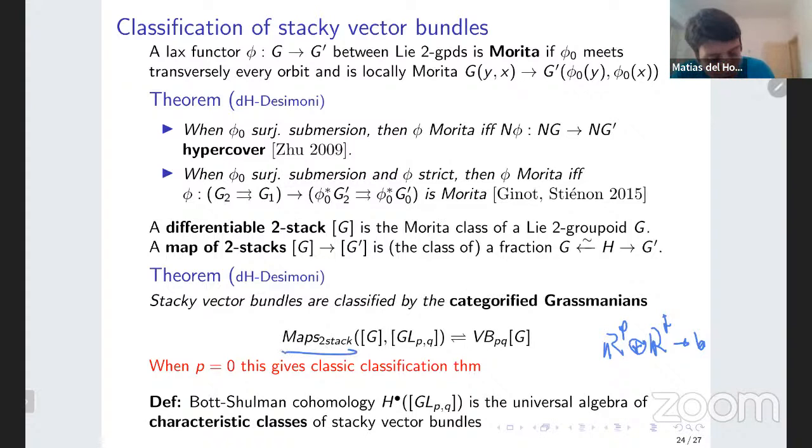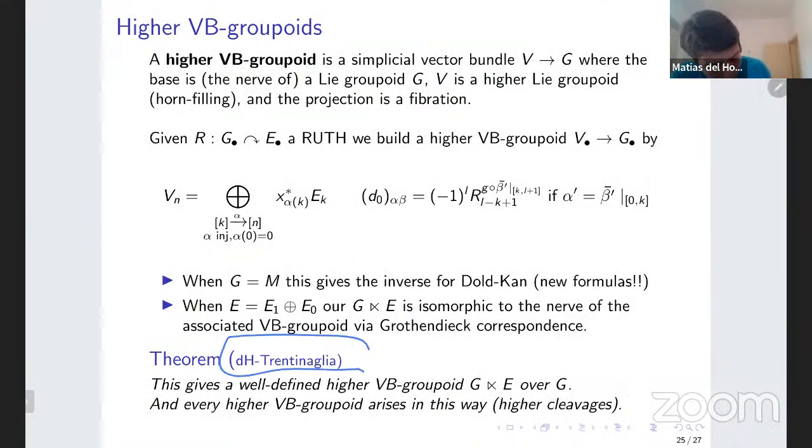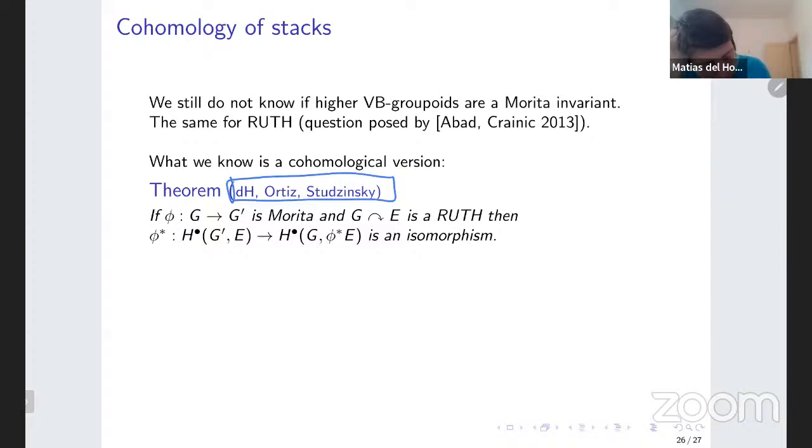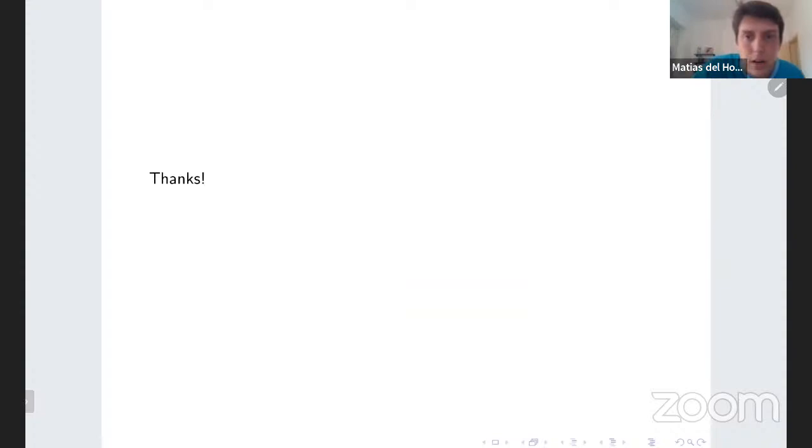We hope to be able to apply this to Poisson geometry. We haven't reached that point yet. I should finish here. Sorry about the extra time. Just in one second, let me mention that I have done related work with Giorgio, exploring higher analogs of BV groupoids. Giorgio Trentinaglia from IST, Lisbon, and also with Cristian Ortiz and Fernando Studzinski here in Brazil, São Paulo. We explore trying to provide some more advances in the Morita invariance of representations up to homotopy of higher degrees. Thank you. That's all.